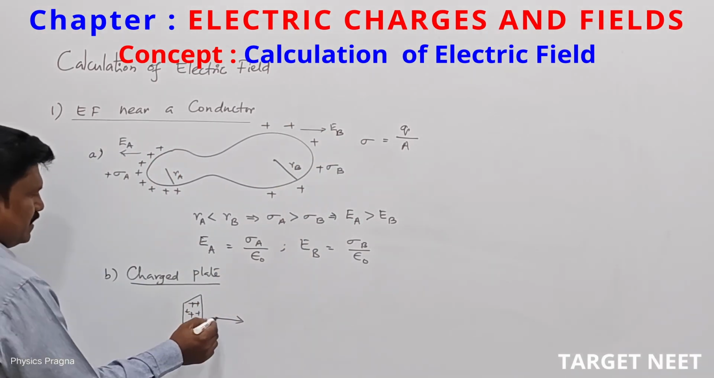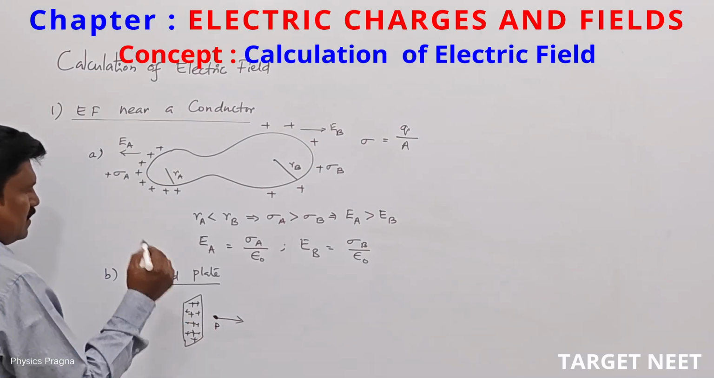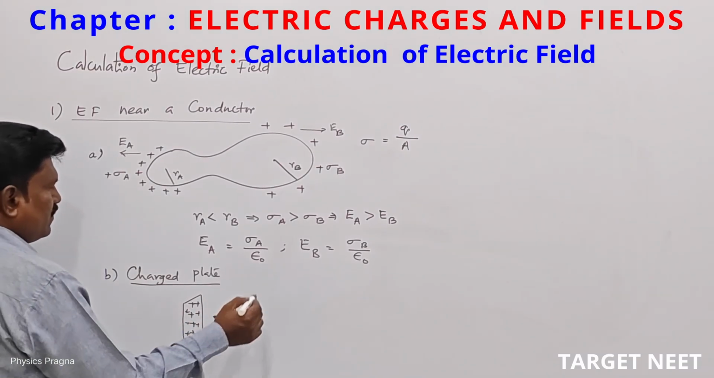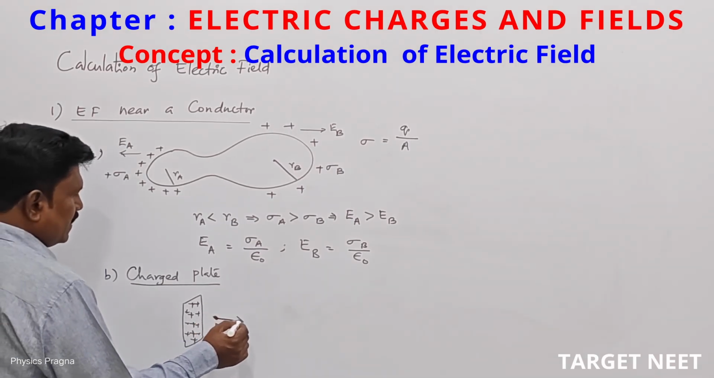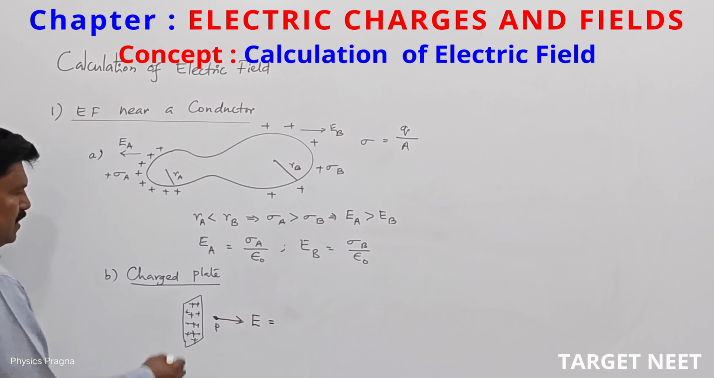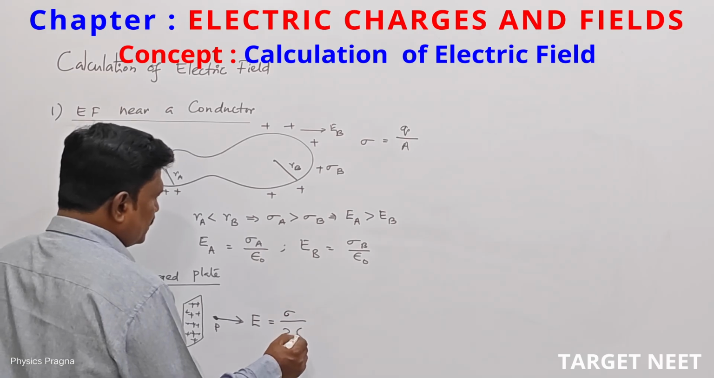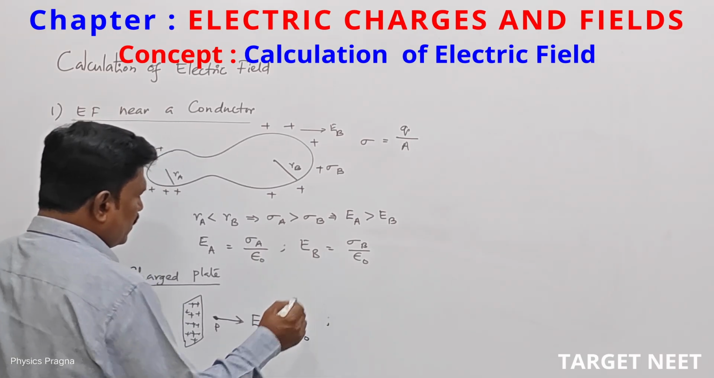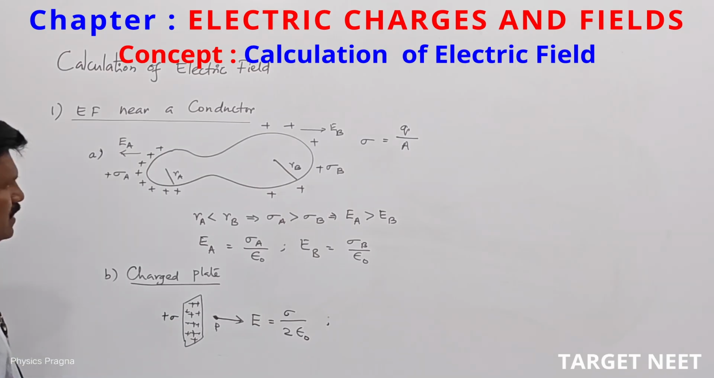So here, at this nearest point P, it is away from the positive charge. This is the electric field direction. The magnitude of electric field here for a single plate of area A is sigma by 2 epsilon naught. This formula you have to remember. So this is the surface charge density sigma.